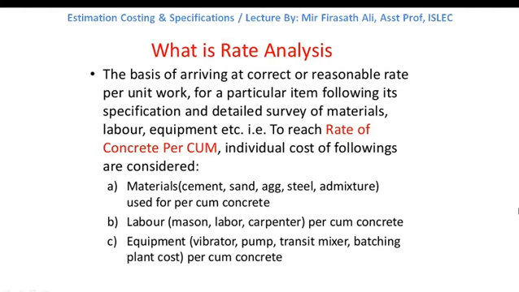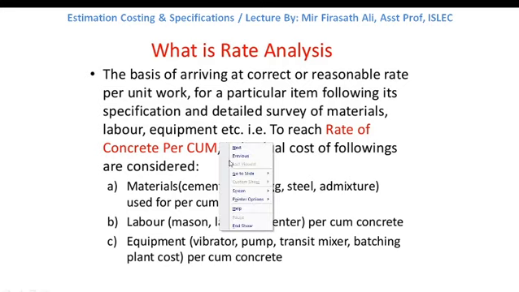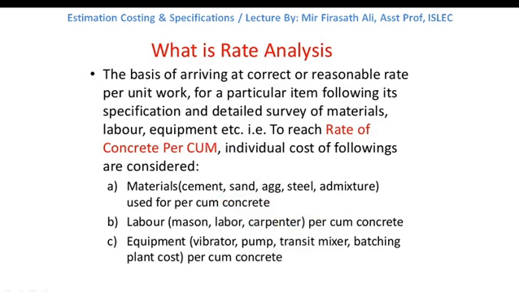If we elaborate on rate analysis, it is the basis of arriving at the correct or reasonable rate per unit of work for a particular item, following its specification and a detailed survey of materials, labor, equipment, etc. That is, to reach the rate of concrete per cubic meter. CUM means cubic meter. The individual costs of the following are considered.